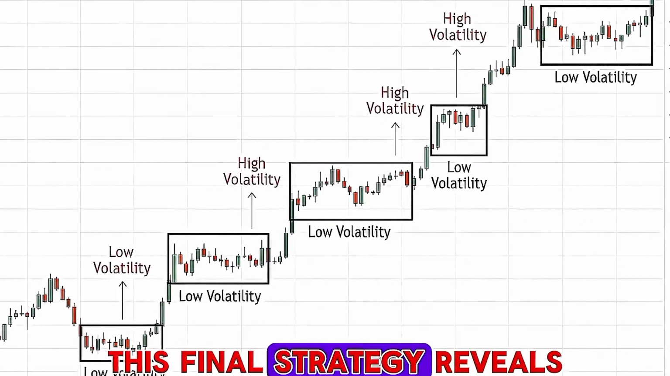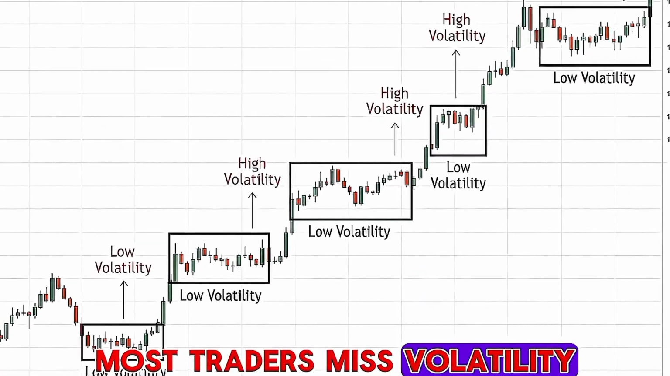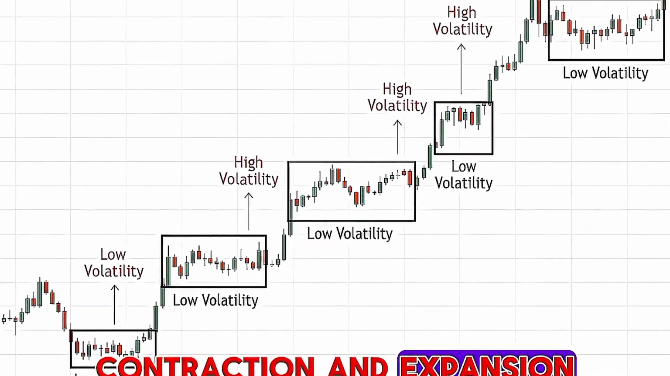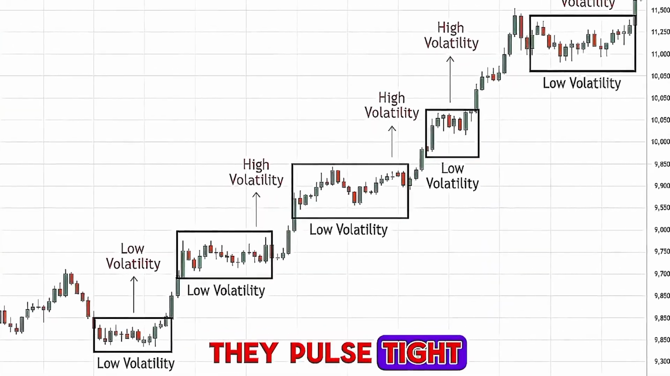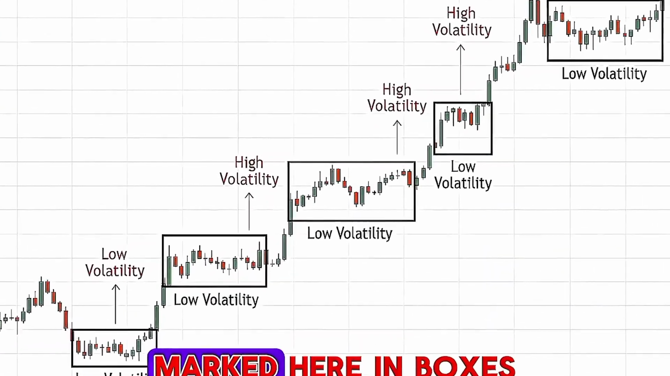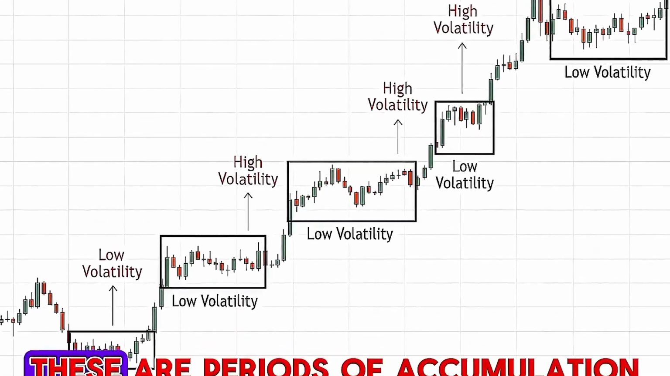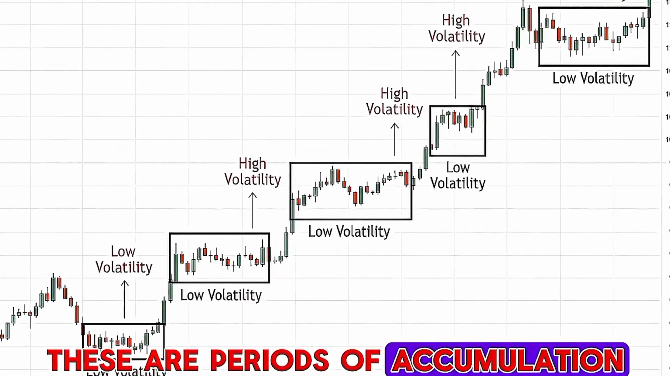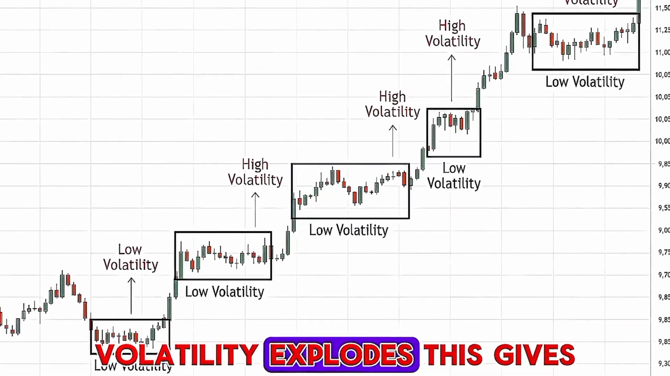This final strategy reveals a market cycle most traders miss: volatility contraction and expansion. Markets don't move in a straight line, they pulse. Tight range consolidations, marked here in boxes, represent low volatility. These are periods of accumulation. Once price breaks out of these boxes, volatility explodes.